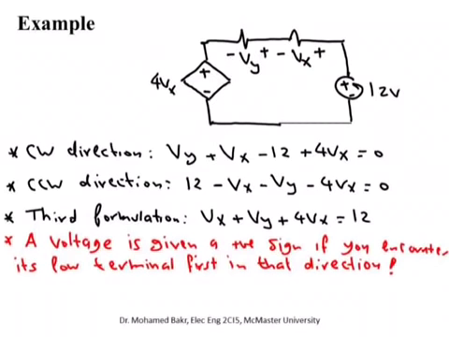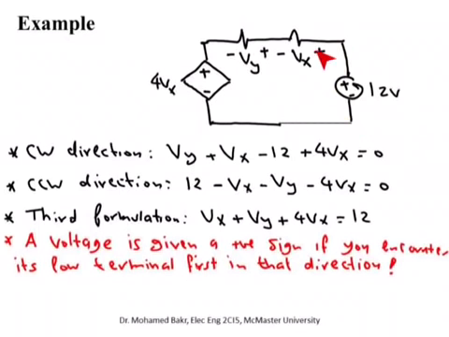So you can see 12 became now positive because I'm moving from negative to positive, while Vx became a negative drop because I'm going from positive to negative in the counterclockwise direction. So you can see that this equation and this equation are identical. The only difference between them is a negative sign. And when you solve a system of equations, having a negative sign does not affect the solution, as you studied in your algebra courses.